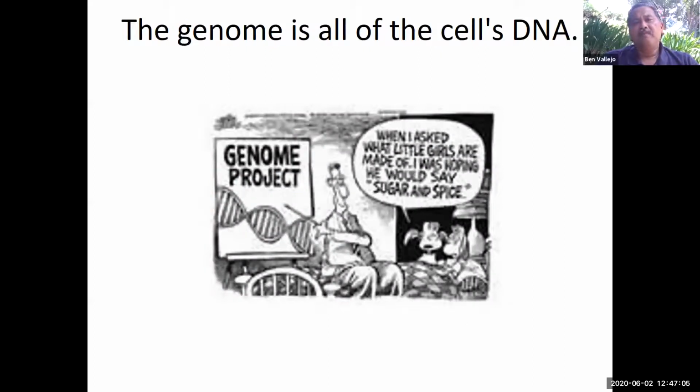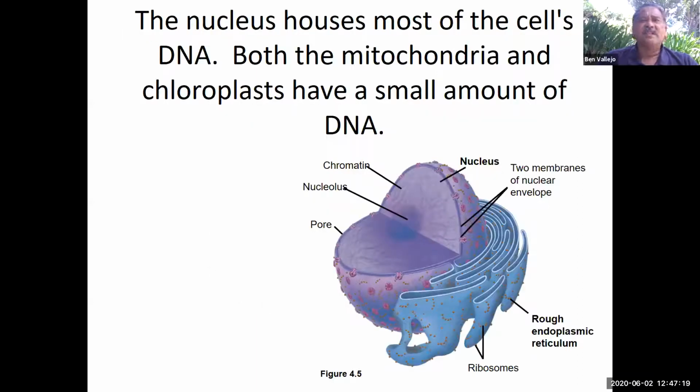The term genome means all the cell's DNA. And so when you're taking a look at the 46 chromosomes and all the information that those 46 chromosomes have, that's called your genome. The nucleus houses most of the cell's DNA. Both the mitochondria and chloroplasts have a small amount of DNA. We covered that in the cytology lecture.